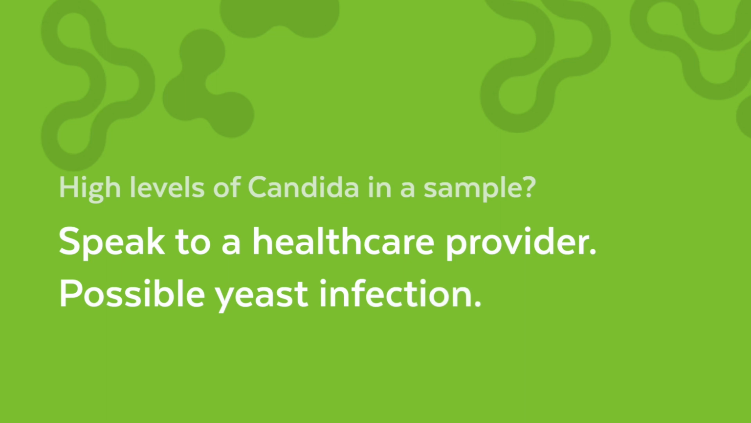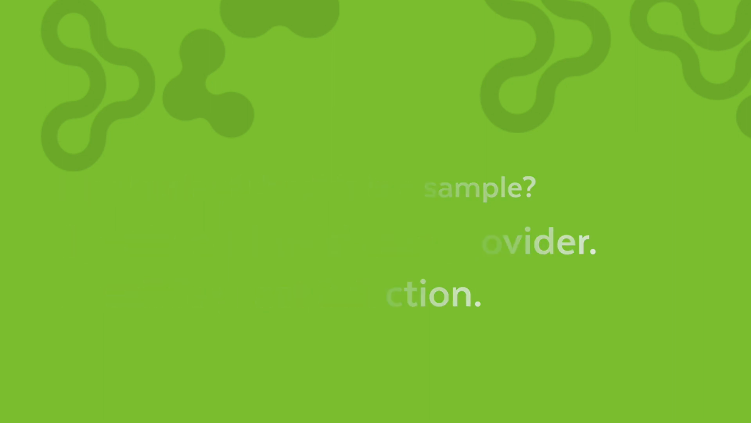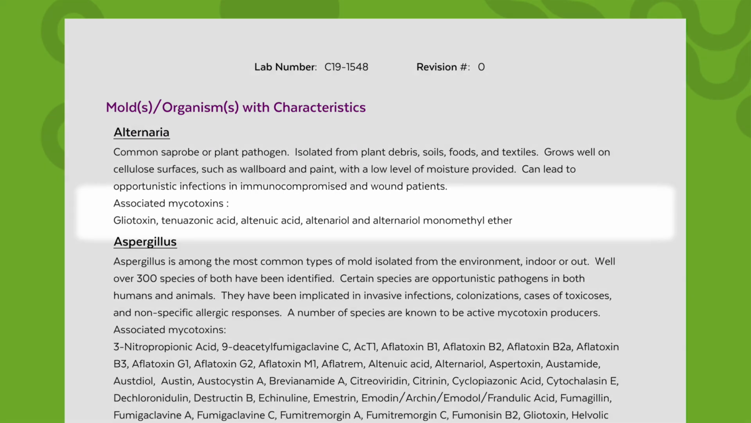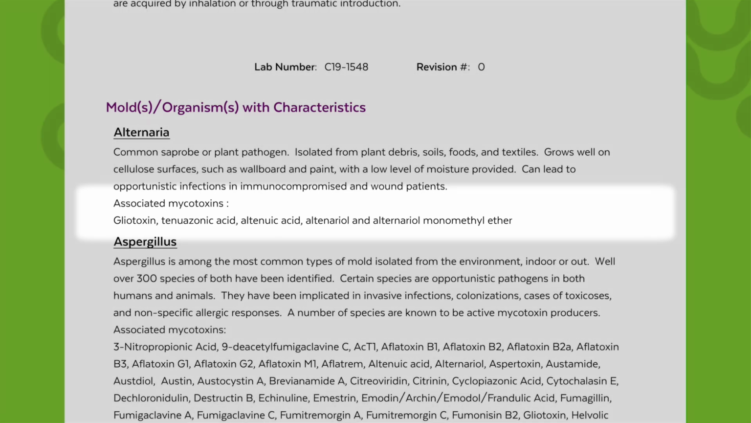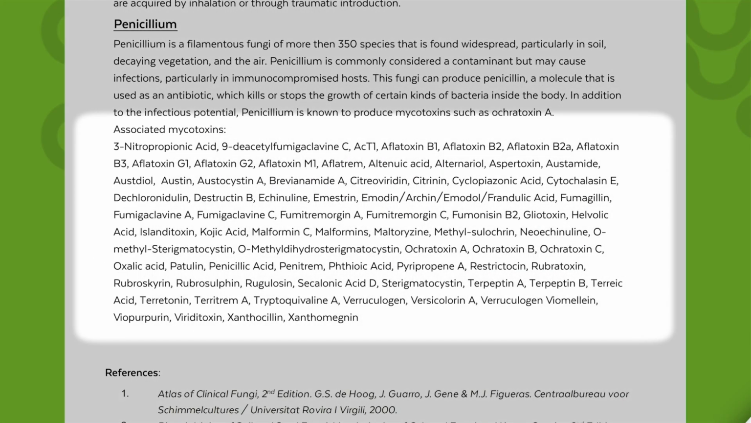Yeast infections are common in both men and women, and the most effective treatment method for yeast infections is to lower the overall Candida count within the body as well as within the environment. Finally, any known mycotoxins are listed in this section. Mycotoxins are naturally occurring organic compounds produced by mold and are categorized as biotoxins. Mycotoxins are some of the most carcinogenic, naturally occurring compounds, and thus they should be kept at a minimum within your environment.